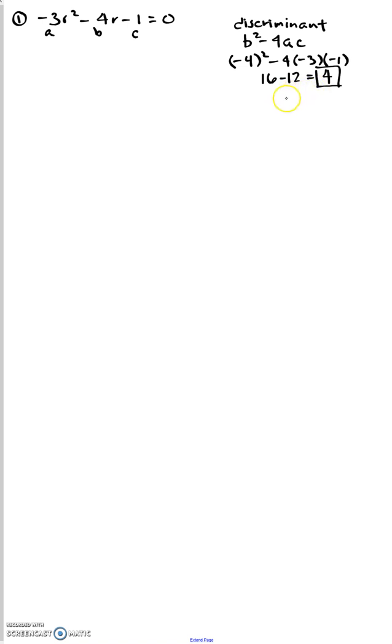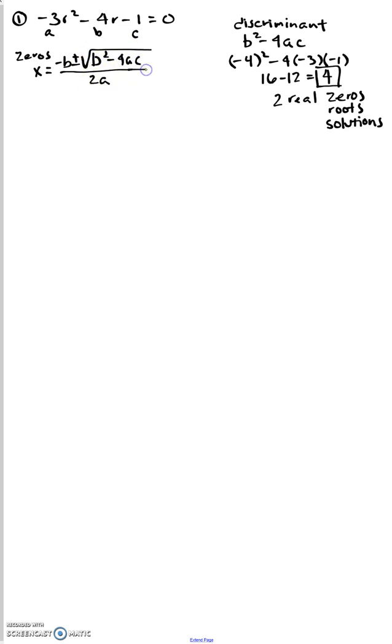So this shows, because it's positive, I'm going to have 2 real zeros. I could also put 2 real roots or 2 real solutions. I could answer that those different ways. So now that we know that there's 4, I can go ahead and say, okay, that's one of mine that has 2 real roots. So I'm going to go ahead and find those zeros by using the quadratic formula. And you know that, negative b plus or minus the square root of b squared minus 4ac all over 2a. So we'll just go ahead and plug that in. So that's finding 2 real zeros.